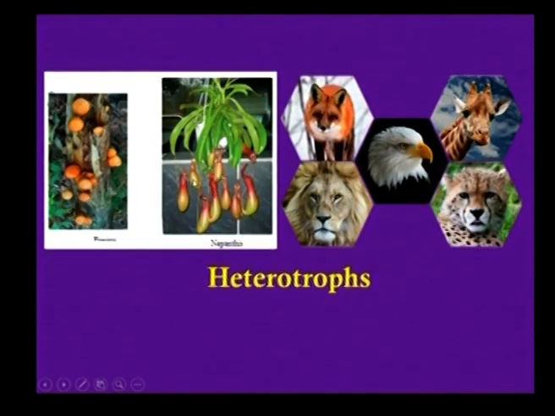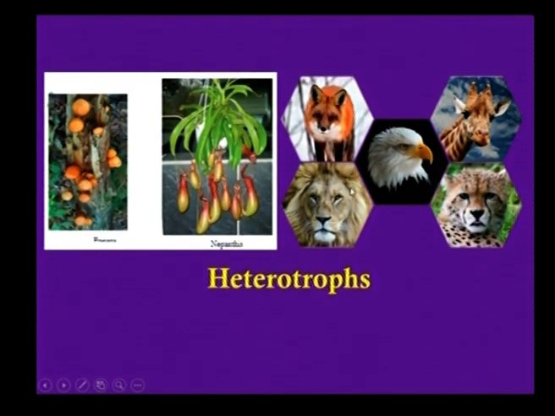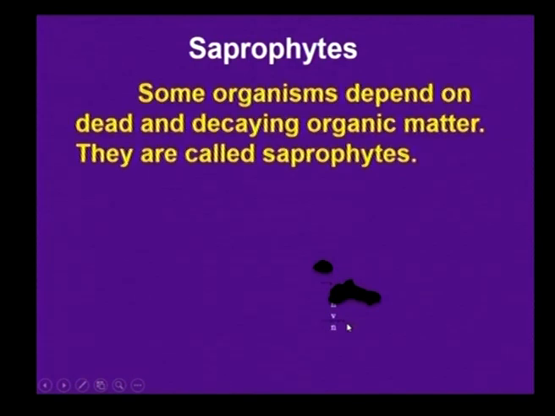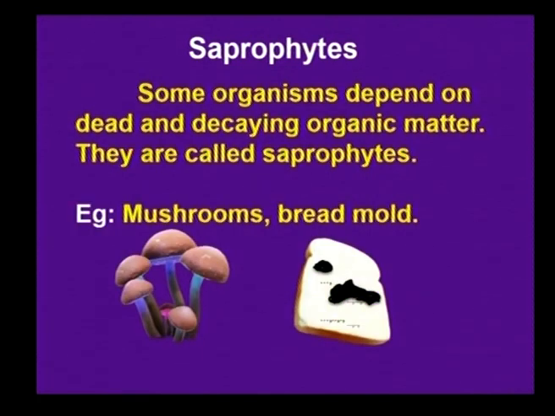Observe here achlorophyllous plants, and these are insectivorous plants, and these are the animals. These plants cannot prepare their food on their own, and animals directly or indirectly depend on plants for their food requirements. Saprophytes are the organisms that depend on dead and decaying organic matter. Examples for saprophytes are mushrooms and bread mold.